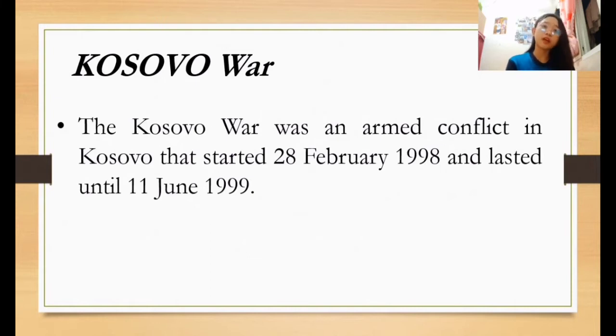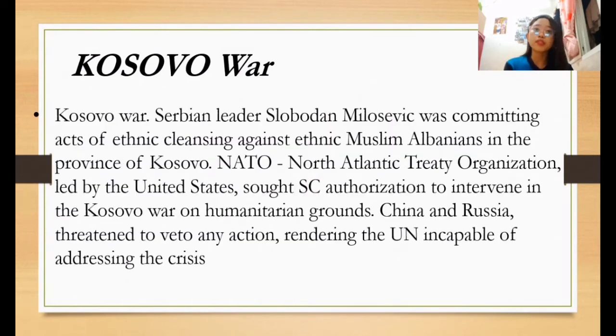The Kosovo War was an armed conflict in Kosovo that started on February 28 and lasted until June 11, 1999. It was fought by the forces of the Federal Republic of Yugoslavia, which controlled Kosovo before the war, and the Kosovo Albanian rebel group known as the Kosovo Liberation Army. The cause of this war was Slobodan Milosevic's oppression against the ethnic Muslim Albanians. The Serbs tried to fend off ethnic Albanians, which caused the displacement of thousands of people. This is a significant war because it caused the displacement of thousands of people and the lasting tension between Serbs and Albanians.